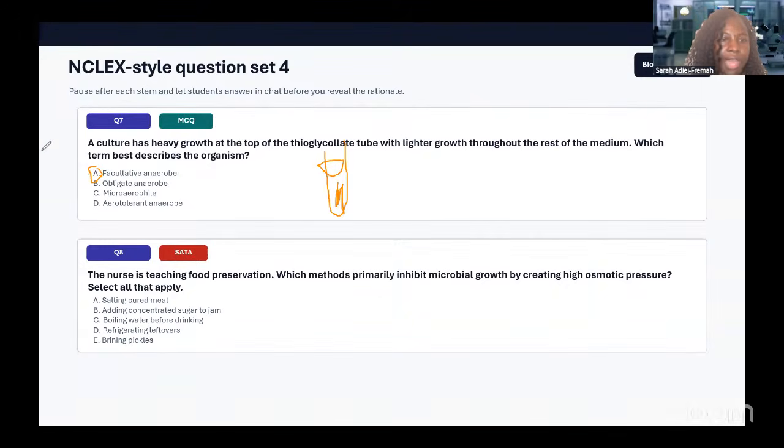And then let's look at our very last question. So you have a nurse, and this nurse is teaching food preservation. Most of us preserve food in different ways: storage in the refrigerator at different temperature conditions, or refrigerating, or using salt or salt solution, brine, to store it. So as we think of this question, we'll process it that way. So you have a nurse teaching food preservation. Which method primarily inhibits microbial growth by creating high osmotic pressure? Select all that apply.